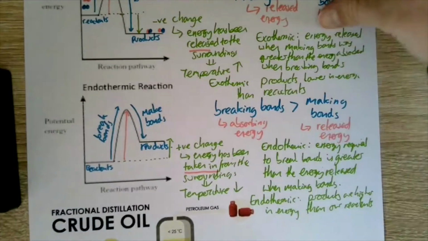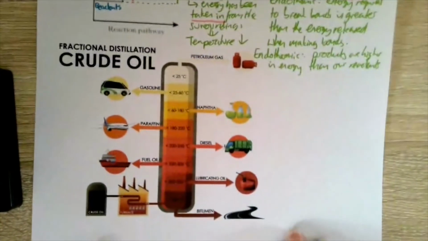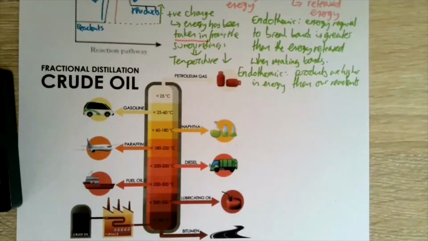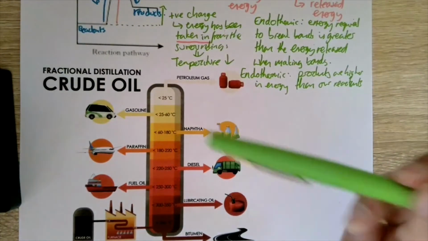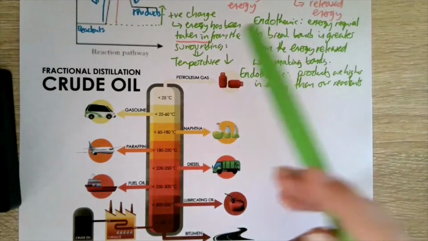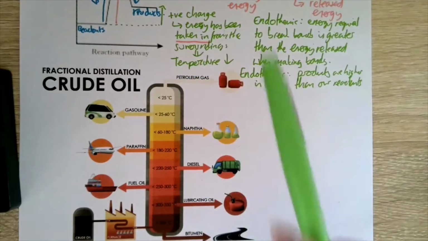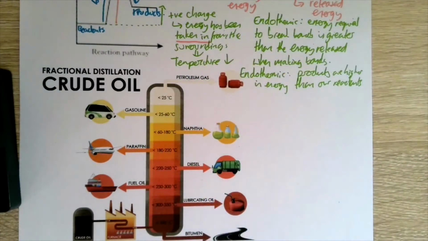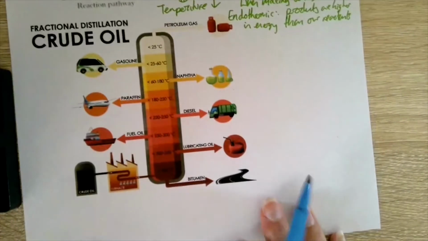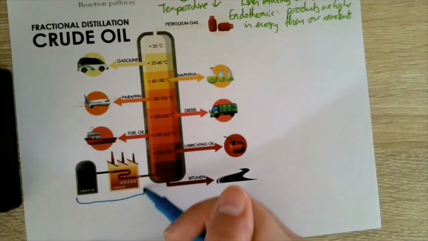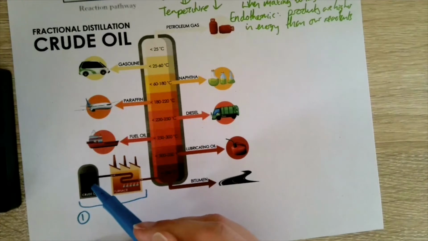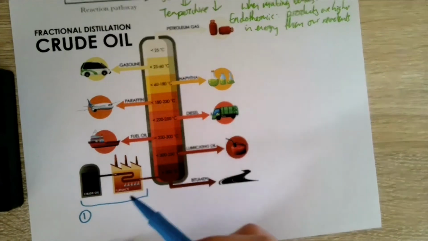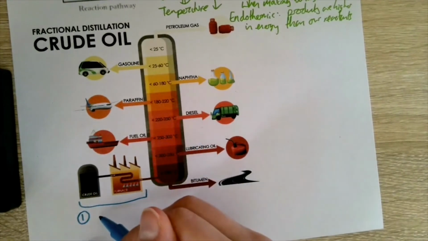Moving on to our fractional distillation, separation of crude oil question. I quite like this diagram because it's got our different temperatures and it's got the different fraction names as well as images of their uses. So the key thing to start us off with is this bit at the bottom here. So here our crude oil is passed into a furnace. This furnace vaporizes our crude oil.